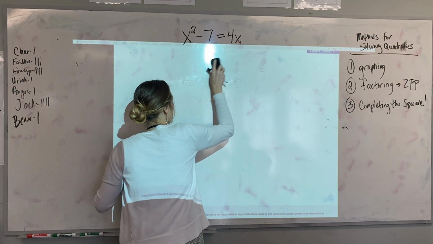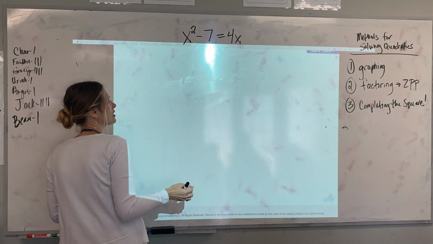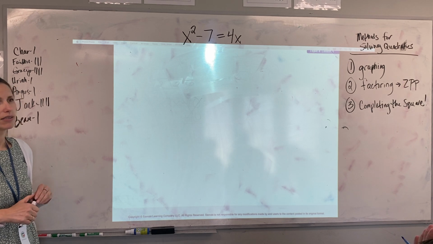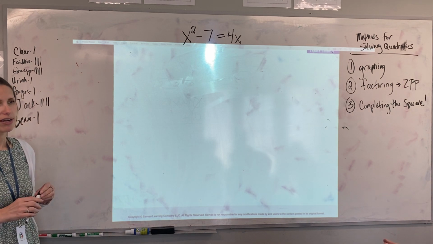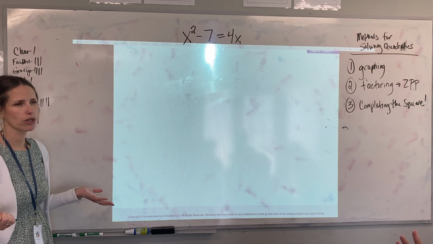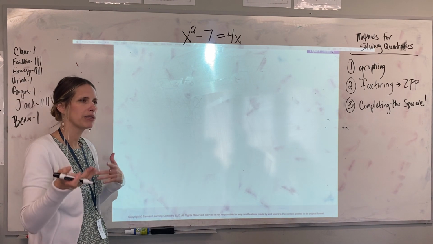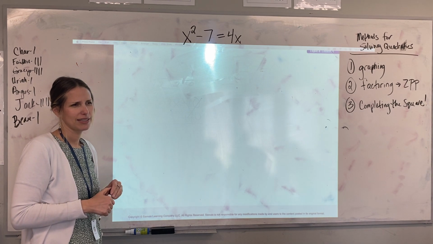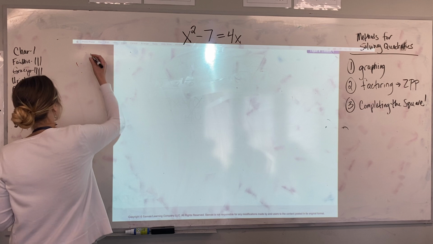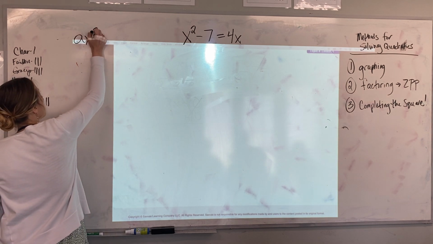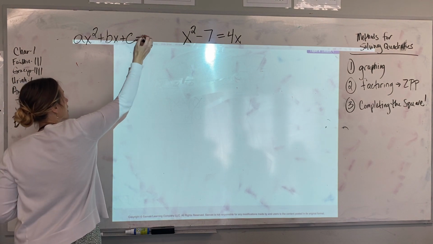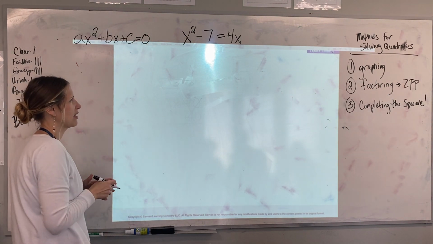The only way we're going to figure out how to solve this is if we put this in standard quadratic form. How do I do that? What is standard quadratic form? What does a regular quadratic equation look like, with the a and the b and the c? ax squared plus bx plus c, and I'll say equals 0. That's a quadratic equation in standard form.